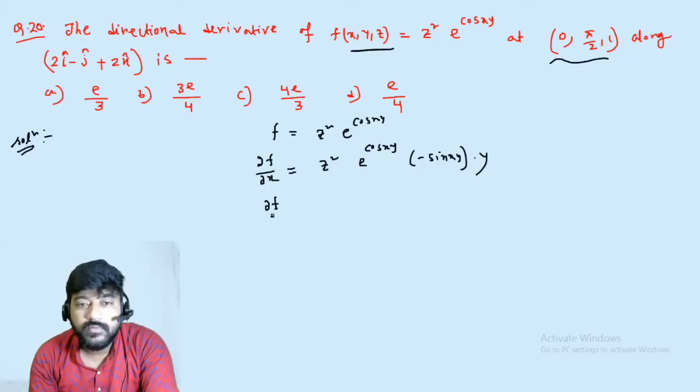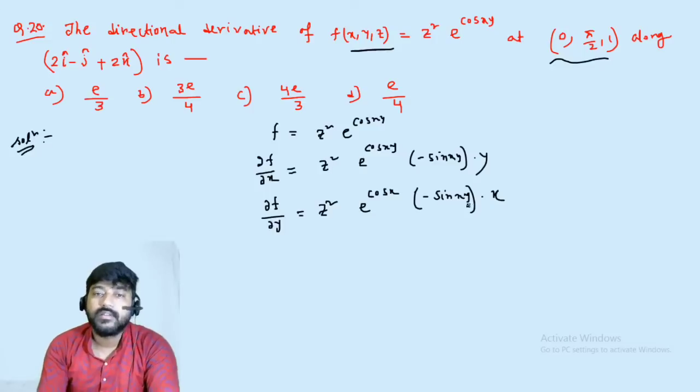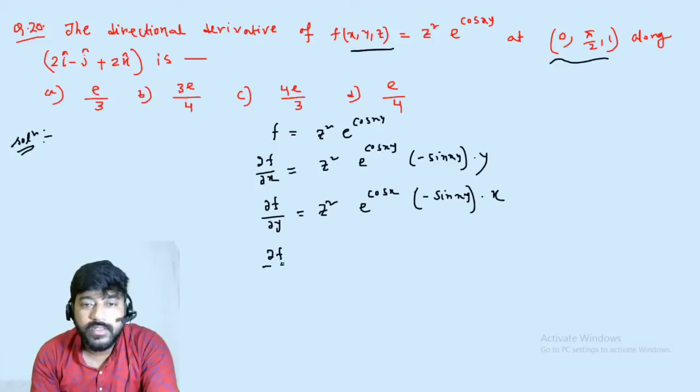And similarly, if you talk about del f del y, then similar kind of differentiation will be there, z square and e to the power cos xy, and here also will be minus sin xy, but the only change will be here. So del f del y will be now x, and the last term that we need, that is del f del z. Del f del z is just 2z, differentiation of z square, and this will remain the same as constant to the power cos xy.